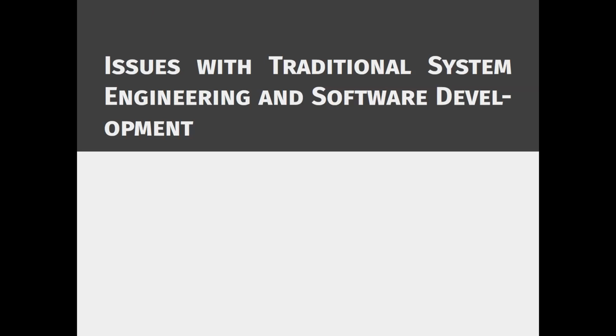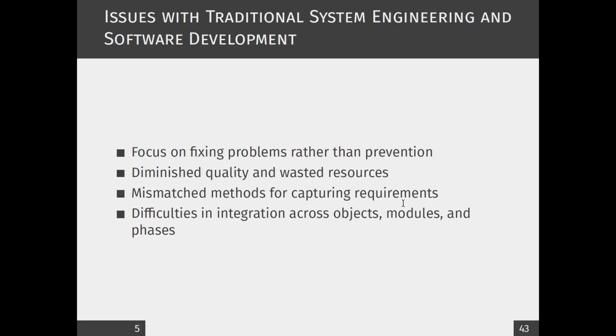Now, let's see what the issues are with the traditional systems engineering approach, which we sometimes use. As I told you earlier, in our traditional systems, you develop the code and then you do bug fixing. You identify the bugs and fix them. So basically, the focus is on fixing the problem and not on prevention, as we have discussed.